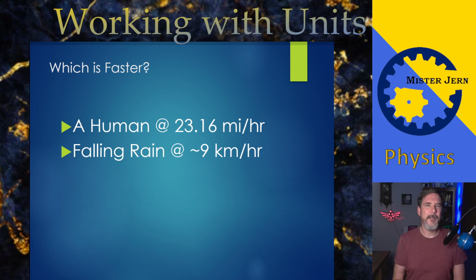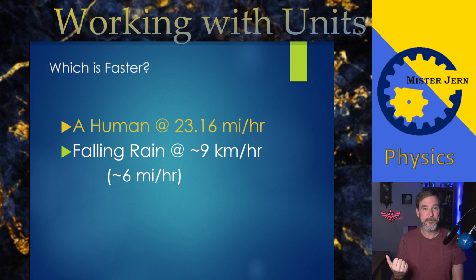All right, another question then. How about a human going 23.16 miles an hour versus falling rain at about 9-ish kilometers an hour? Okay, now we're getting into a little bit about why I wanted to talk to you about this. The answer is the human, because it turns out that the 9 kilometers an hour is about 6 miles an hour. Not very fast compared to how fast a human can run.